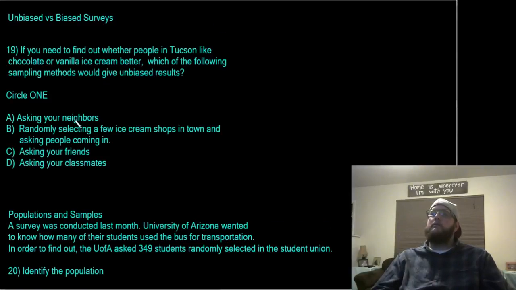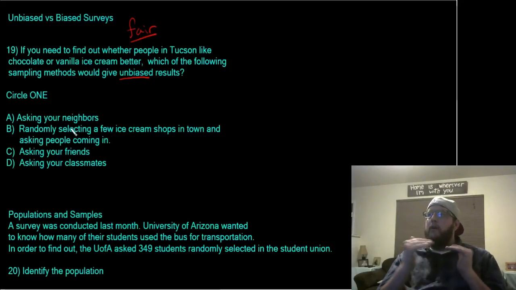Okay, number 19 says, if you need to find out whether people in Tucson like chocolate or vanilla ice cream better, which of the following sampling methods would give unbiased results? So the keyword here, oh man, I do this every time, team. The keyword here is unbiased. So remember that unbiased means fair.